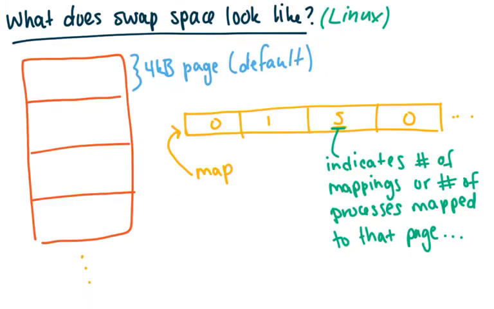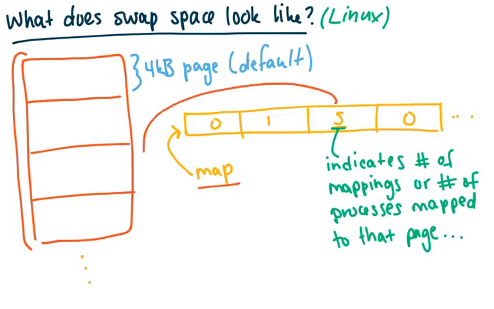So what does a swap space look like? By default, it's divided into 4 kilobyte pages. This is the actual swap space, but it also has a swap map. What this map has is mappings of the number of processes that are actually mapped to that page. For instance, if this page here has a value of 5, then that means there are 5 processes mapped to that page. That kind of gives an idea of the importance of that page. So if it ever had to be replaced, you might not choose that one.